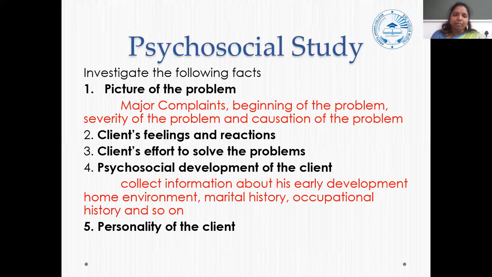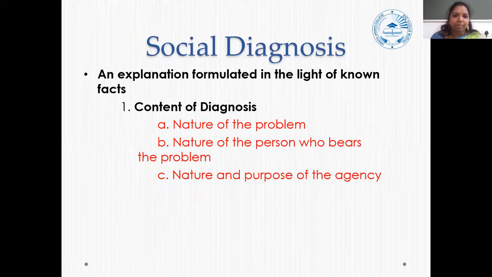And the third one is that when any problem comes into an individual's life, the individual would have made an effort to solve the problem. So the caseworker's prime responsibility is to find out what kind of efforts have been taken so far by the client in solving the problem. And the fourth important point is the psychosocial development of the client. It is a major responsibility of the caseworker to study the home environment, marital history and occupational history, which addresses the problem in a wider perspective. And the fifth important area is that the caseworker should study the personality of the client.